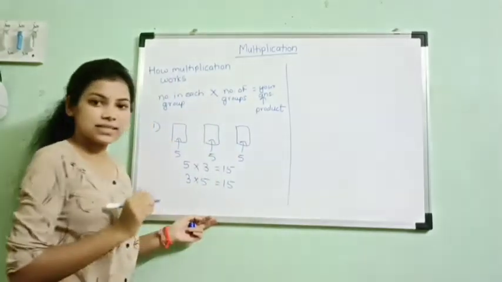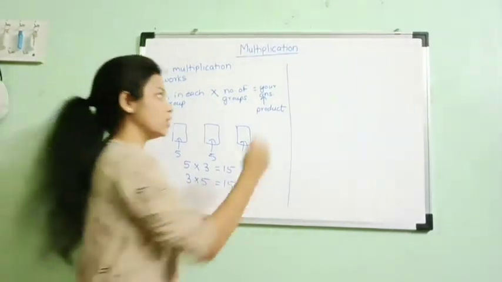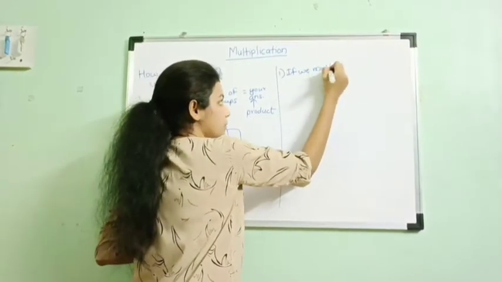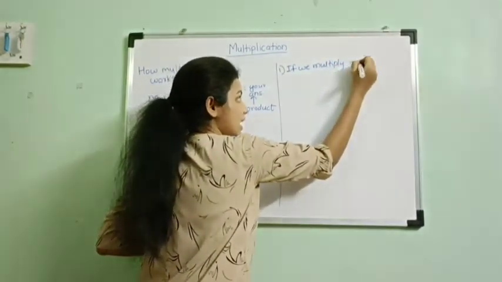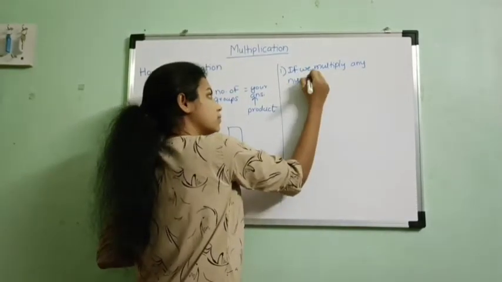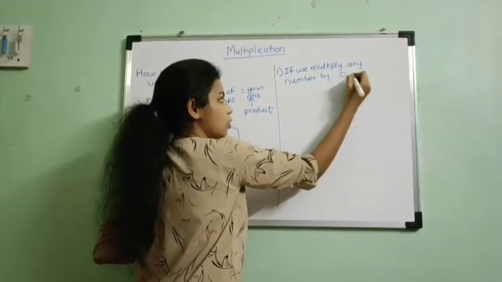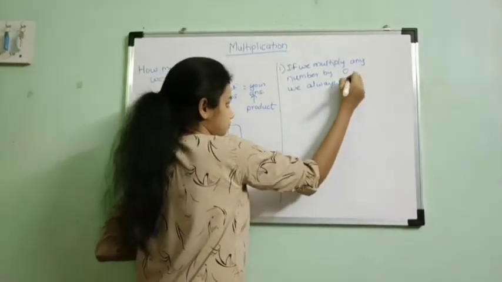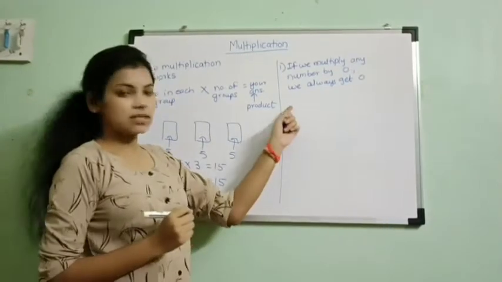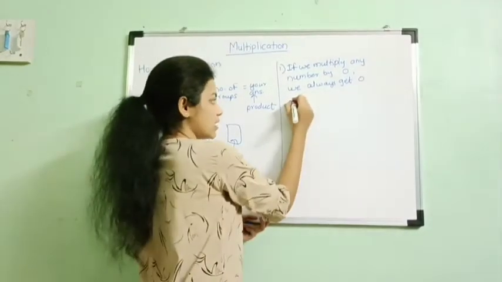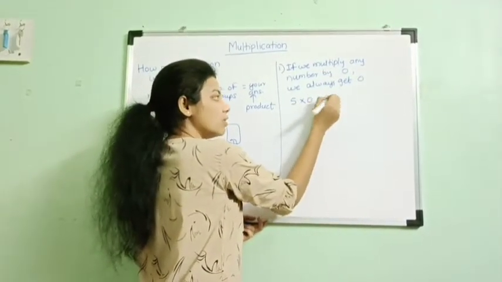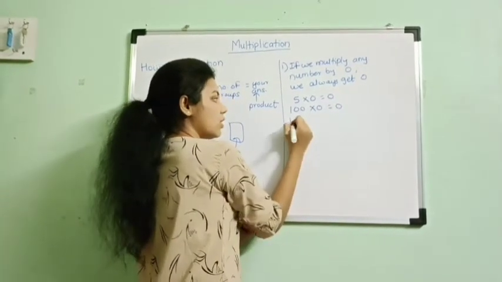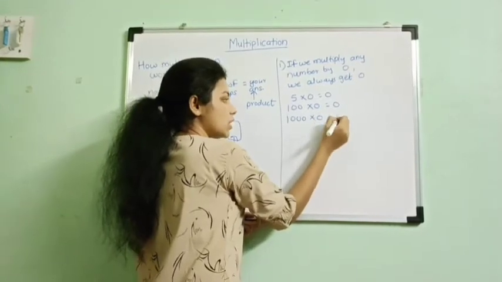Now we will see some tricks in multiplication. First trick: if we multiply any number by 0, we always get 0. We will see some examples on this. First example, 5 into 0 equal to 0, 100 into 0 equal to 0, 1000 into 0 equal to 0.